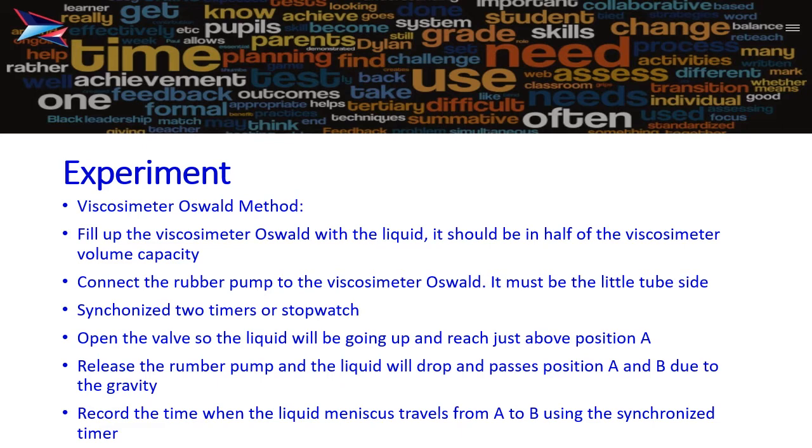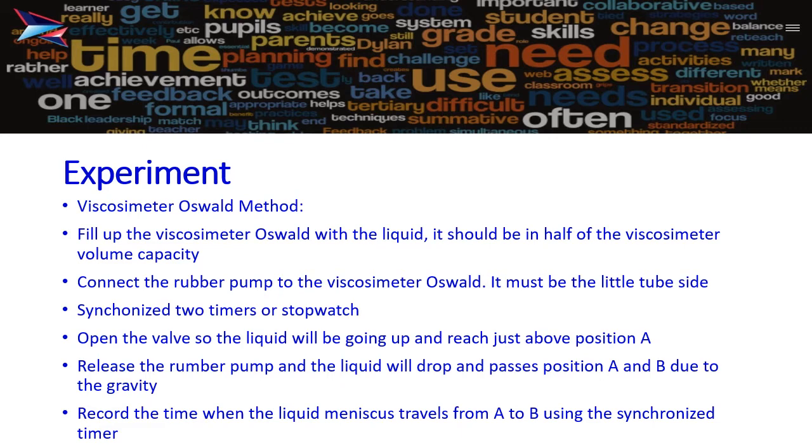Then connect the rubber tube to the viscometer. In this case, you are using the Ostwald viscometer, and it must be a little tube size. The Ostwald viscometer is kind of a V shape, right? So you will have the left side and the other side of your tube, and the sizes are different. One is larger than the other. So you're going to apply your rubber pump to the little tube side.